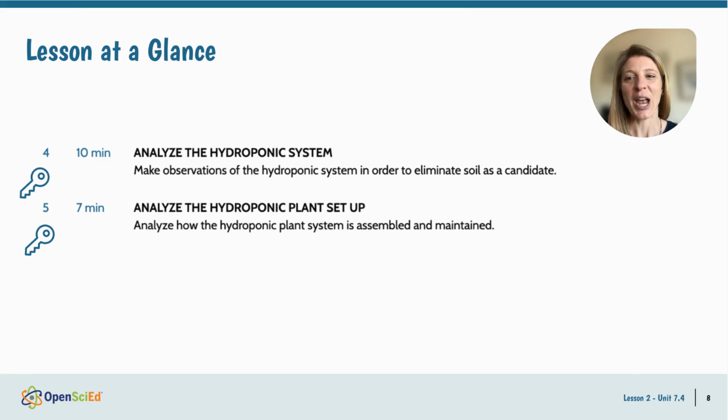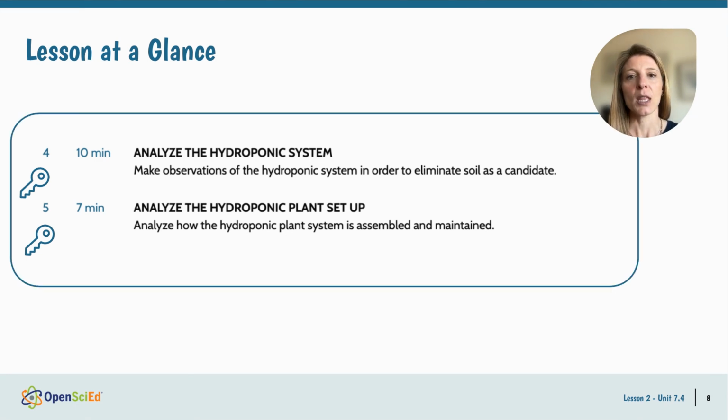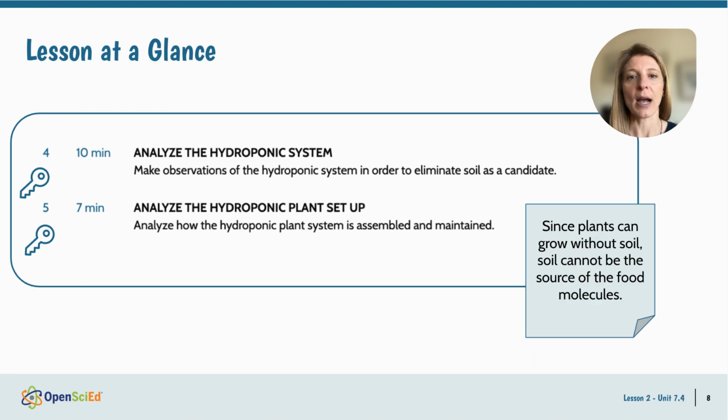Loop 2, which happens still on day 1, is parts 4 and 5. You're about halfway through day 1 now. In this part, we analyze a hydroponic system where plants are growing healthy and strong without any soil. We figure out that since plants can grow without soil, soil cannot be the source of food molecules, which leads us to wonder, if it's not the soil, it must be the liquid they're growing in, or the plant food and the water.